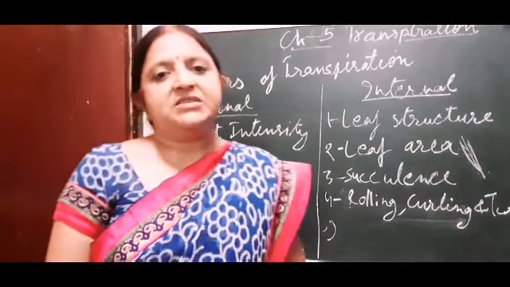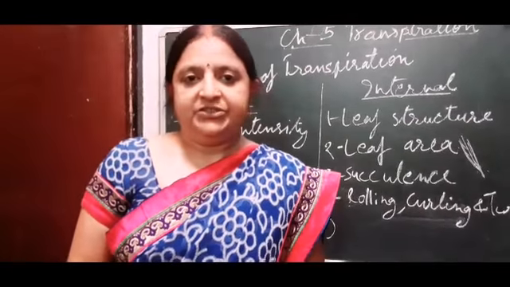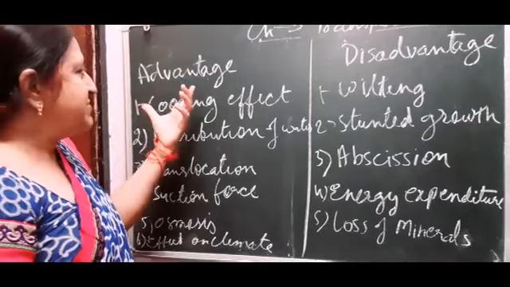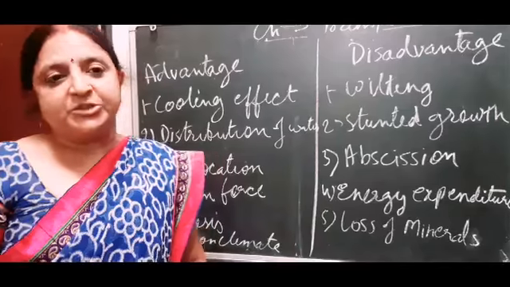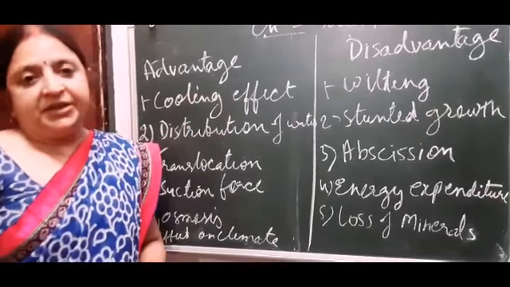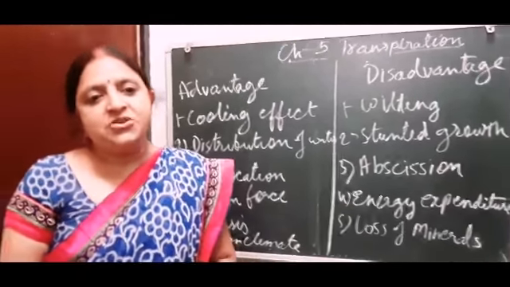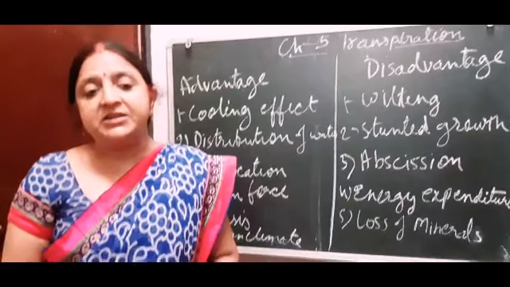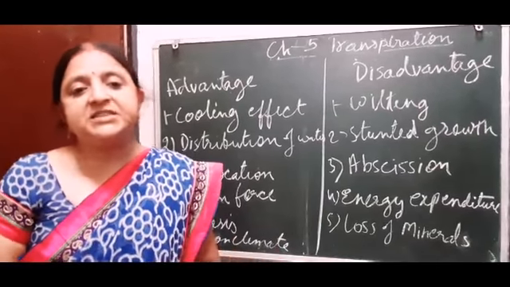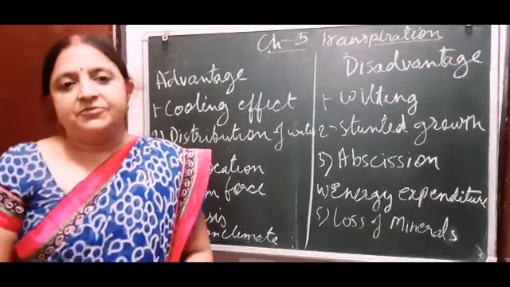Now the next topic is the advantages and disadvantages of transpiration. Now these are some advantages and disadvantages of transpiration. Let's start with the advantages. First is the cooling effect. The process of transpiration does not make the temperature of the plant high. It always makes the plant body cool, and this is called the cooling effect.